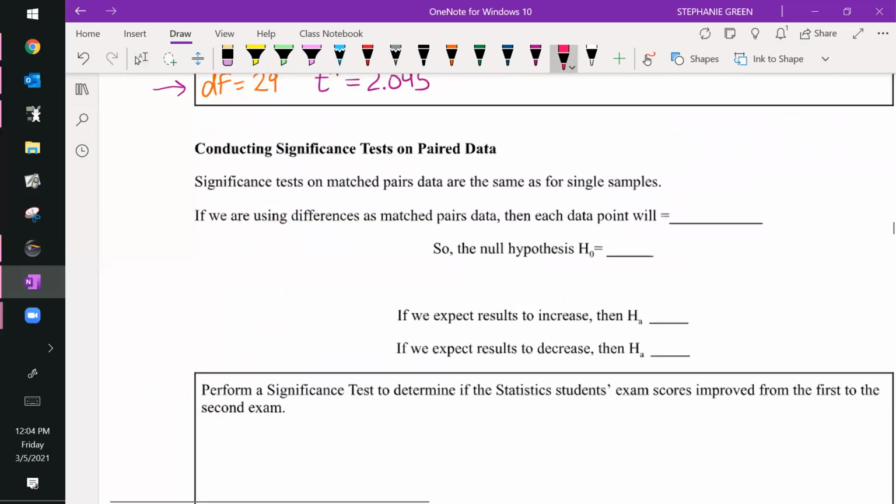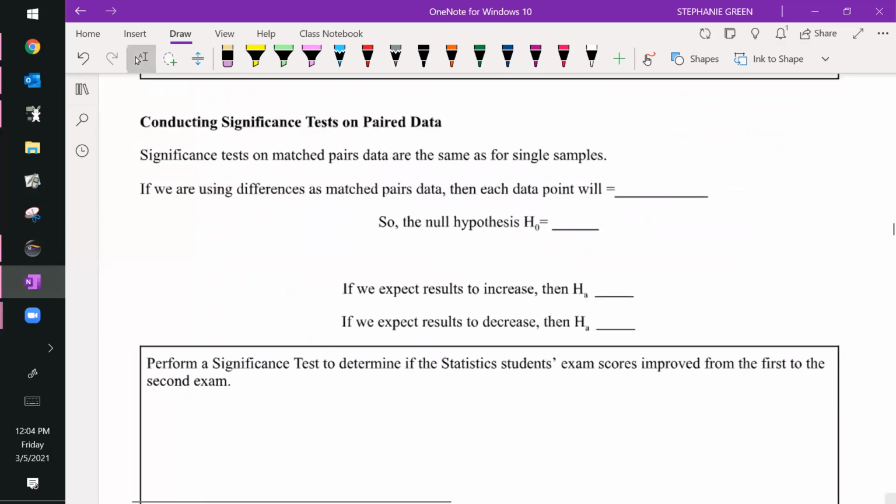Okay. So now let's go ahead and look at significance tests on this matched pairs data. So with significance tests on matched pairs data, they're the same as they are for single samples. Our data points this time are now just the differences in the data points of two different samples. So each data point is going to be either x1 minus x2 or x2 minus x1, depending on the order in which we want things to turn out. So our null hypothesis is actually going to be the mean of the difference in two data points. And what would we want the mean to be?